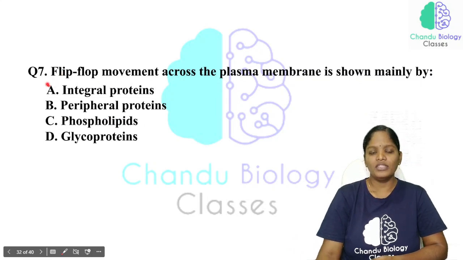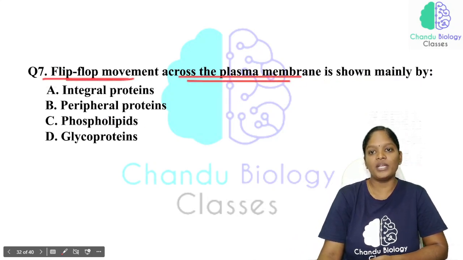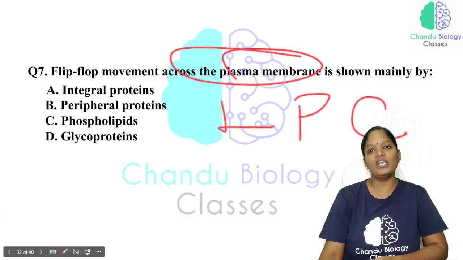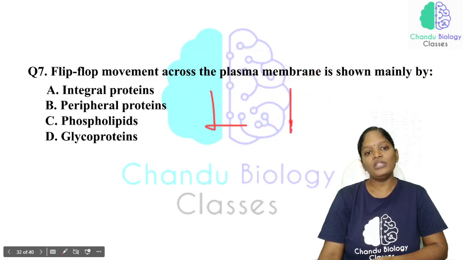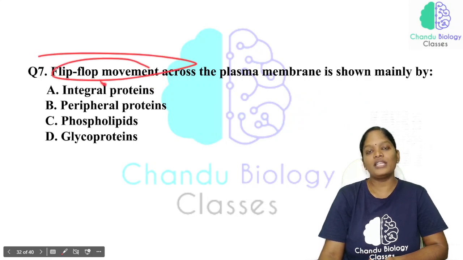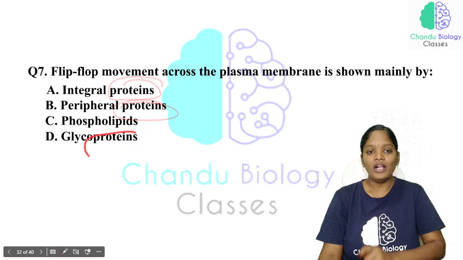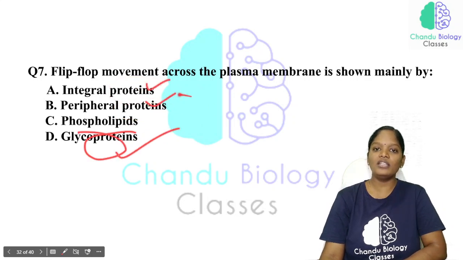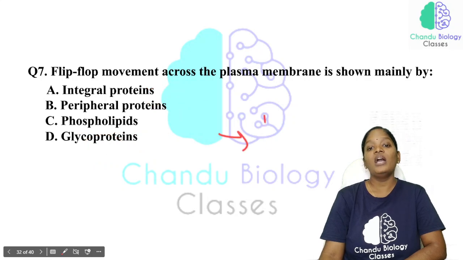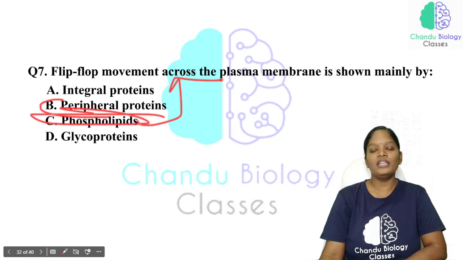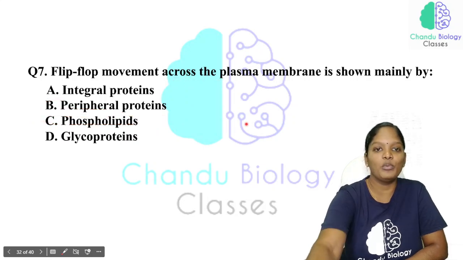Now, the flip-flop movement across the plasma membrane is shown mainly by, so in the plasma membrane we are having lipids, proteins, and carbohydrates. Among them, who performs this flip-flop movement? Integral proteins, peripheral proteins, phospholipids and glycoproteins. All of these except phospholipids are proteins. The proteins cannot show this flip-flop movement. Why? Because of larger polar heads. But phospholipids can undergo this flip-flop movement. Why? Because they have smaller polar heads.